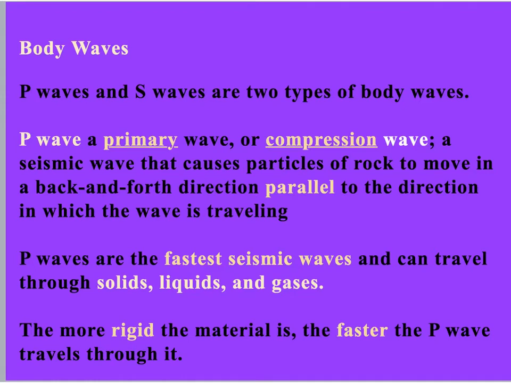So a primary wave, also known as a compression wave, is a seismic wave that causes particles of rock to move in a back and forth direction parallel to the direction in which the wave is moving. So I'll draw it with my pen up here. Back and forth, back and forth, almost like zigzagging, right? Parallel means in that same direction. So the waves are going back and forth, like that kind of compression.